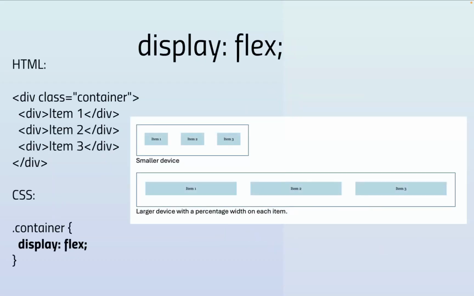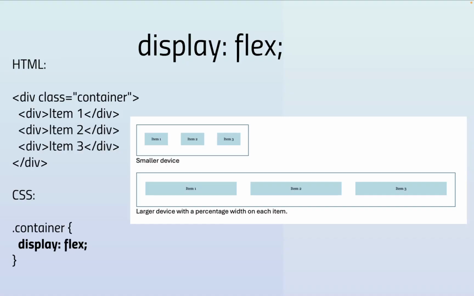To use Flexbox, apply display: flex to a parent element. This defines a flex container and makes all the direct children into flex items. The default layout is in a row, with items arranged horizontally along the main axis.